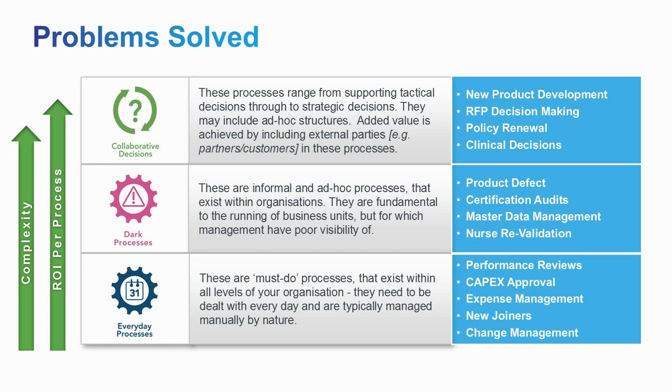Dark processes are processes with poor visibility in an organization. They are informal and often ad hoc. Many use a combination of Excel sheets and email trails. By its very nature, Excel is a data silo and email is a black hole.